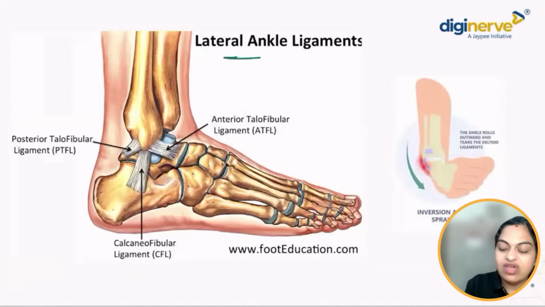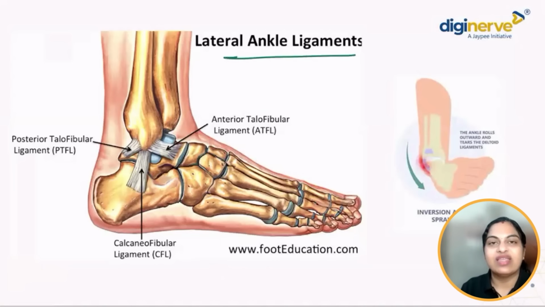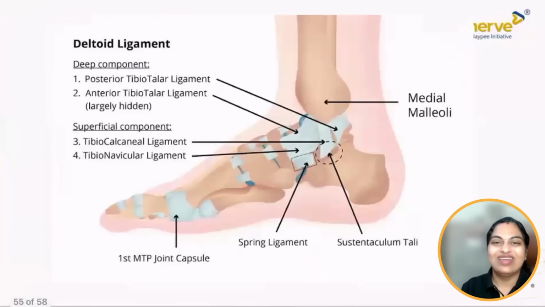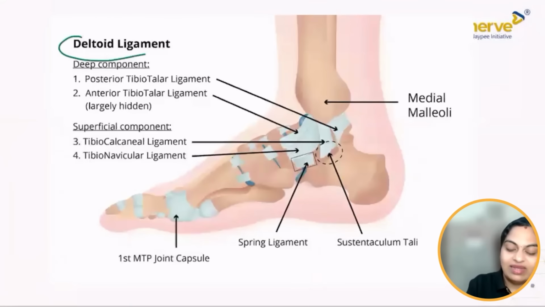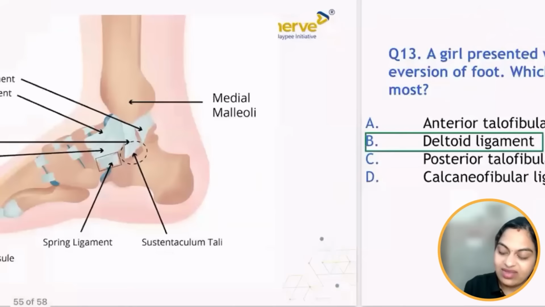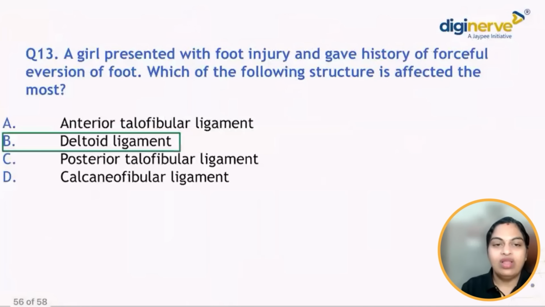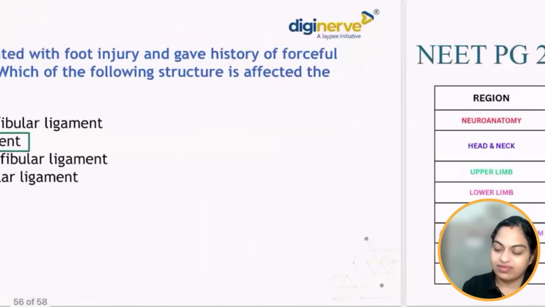So inversion injury mainly affects the ligaments on the lateral aspect. Eversion injury affects the main ligament on the medial aspect, which is stronger, the deltoid ligament. And that is the answer. All the other three ligaments are related to the lateral aspect of the foot. So this will be the best choice to go with.